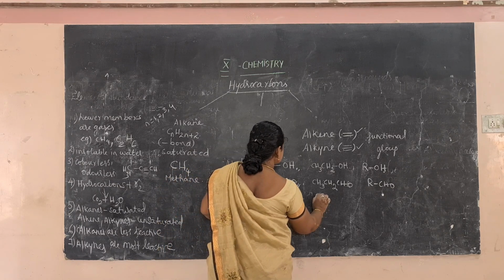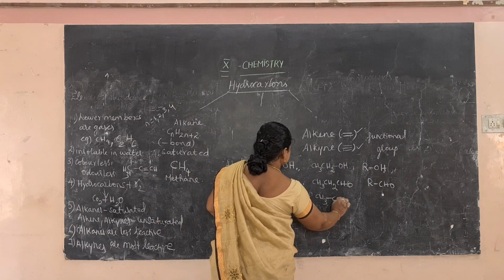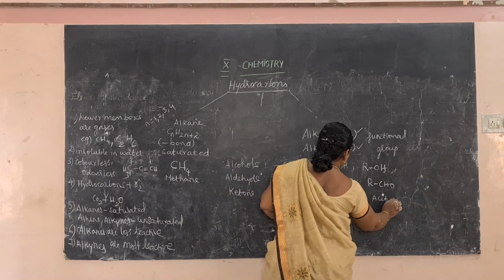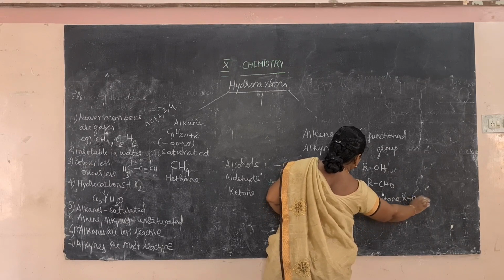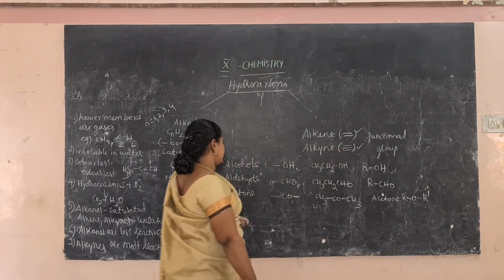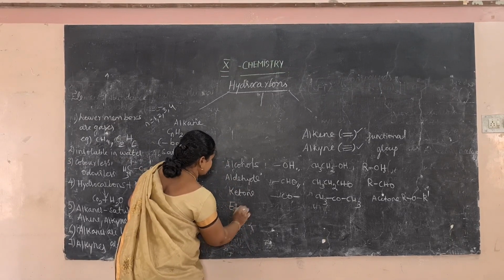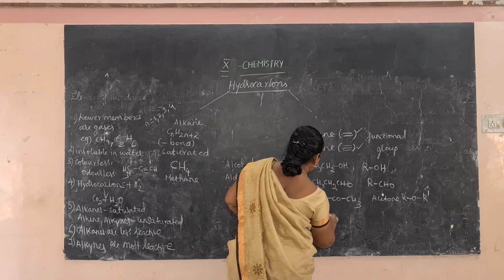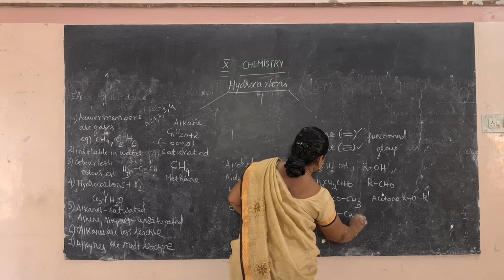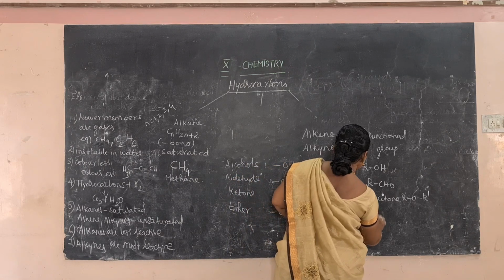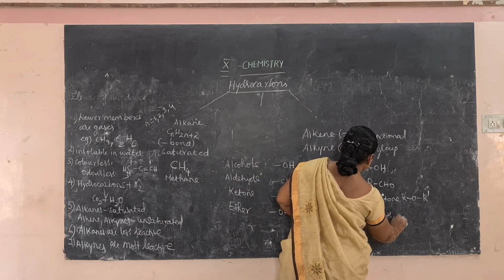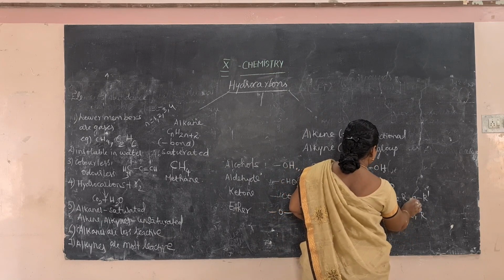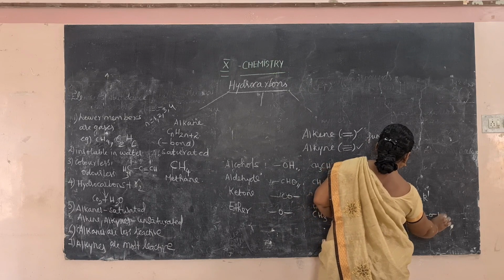So you have to write like this, CH3COCH3. This is nothing but acetone. The general formula for ketone is RCOR'. Now then ether. Ether will have O, so it will be CH3OCH3. This is known as dimethyl ether. Sorry, this is RCOR' and this is ROR'.